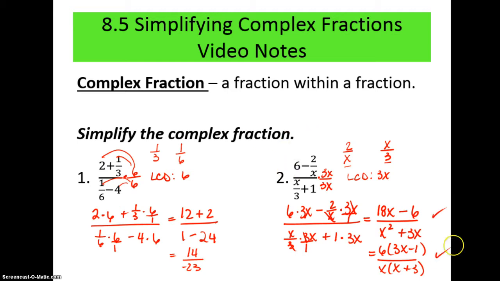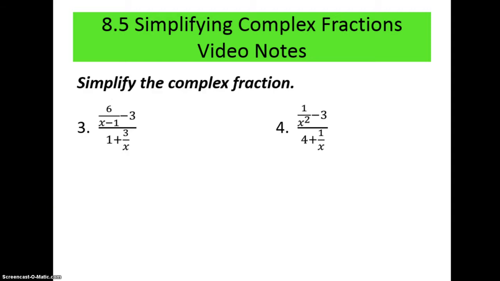Alright, let's try it again. Okay, so here we go. I've got a complex fraction I need to simplify. I'm going to take a look at my smaller fractions, so 6 over x minus 1 and 3 over x. So my LCD is going to be x times x minus 1. That means every term is getting multiplied by x times x minus 1. A good thing to remember is if you do this correctly, the complex fraction will go away.